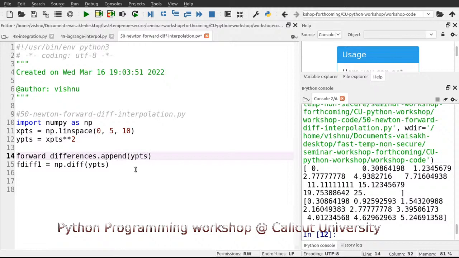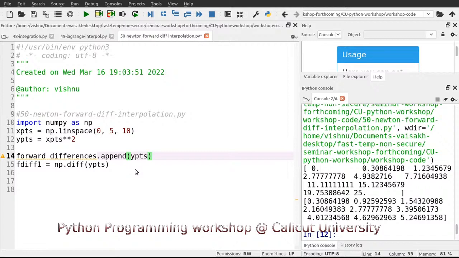Okay, let us append this. Remember, how do we compute the forward difference table? We take y0, y1, y2, etc. up to yn. After that, we take y1 minus y0, y2 minus y1, etc.